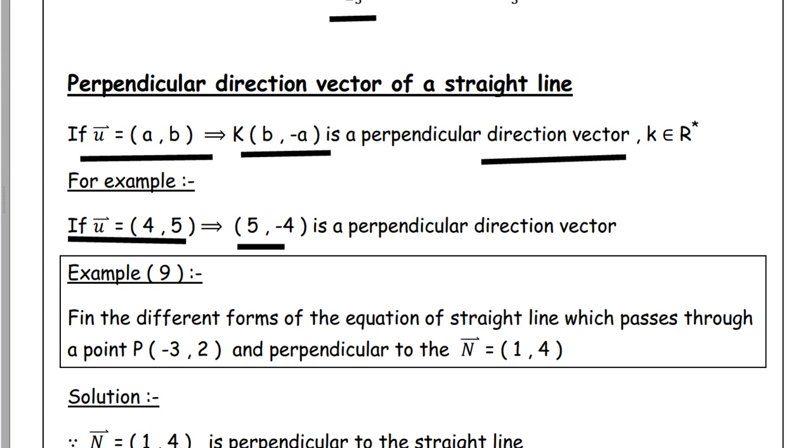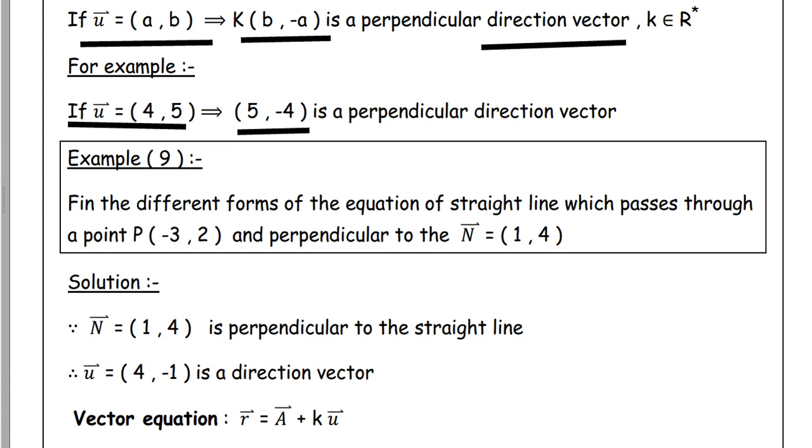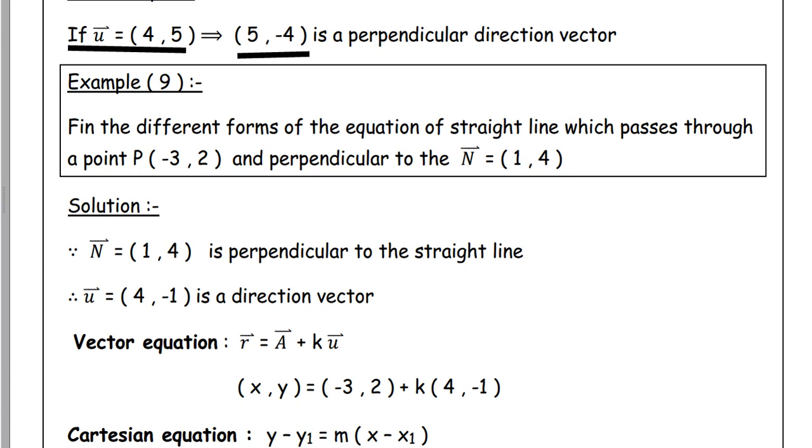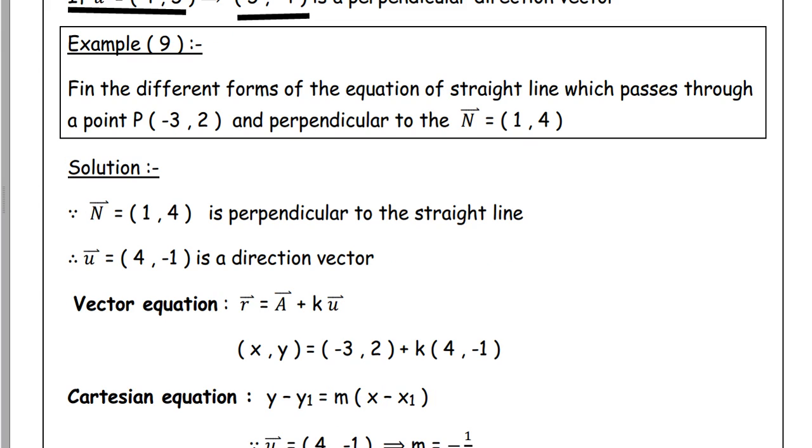Let's go to example 9. Find the different forms of the equation of the straight line which passes through the point P, negative 3 and 2, and is perpendicular to the direction vector n, 1 and 4. Here I don't have my slope, but I have the slope of the straight line perpendicular to me, so I can find my slope.